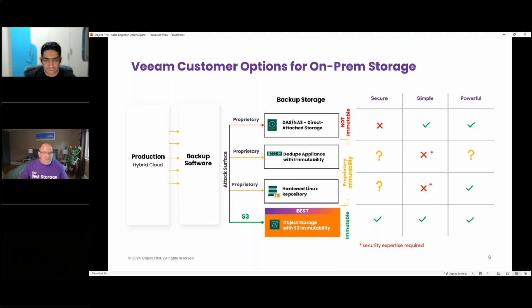One, because it was specifically built for Veeam, and Veeam has a best practice. They want you to use 1 megabyte blocks. A lot of object storage can't do that, or can do it, but runs into problems because of a lot of API calls. And I'll talk about that in a second.